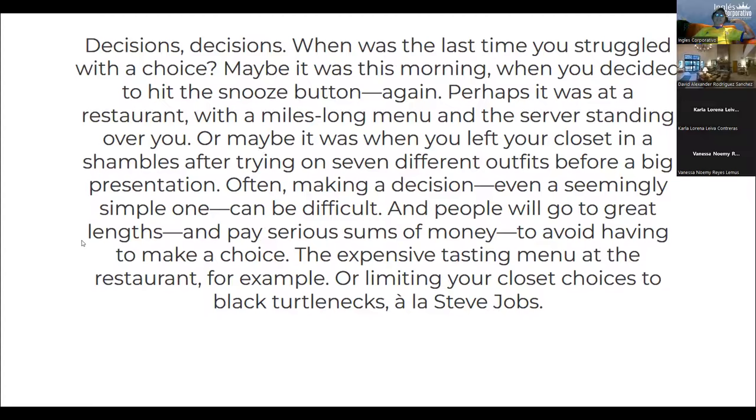And it says often making a decision, even a seemingly simple one. Seemingly is like a really simple one in this case, can be difficult. And people, we go to great lengths. So it's like distances or things like that. And pay serious sums of money. That is also true. What is sums? Anybody knows?